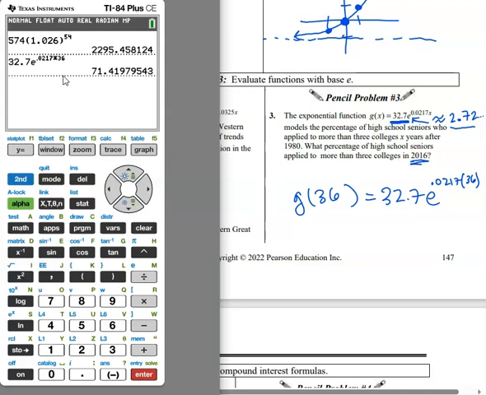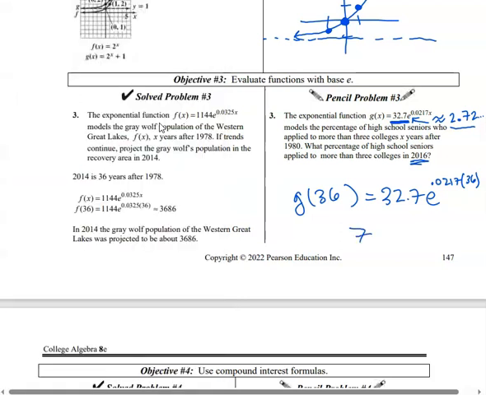It's 71.4%. So it's weird. It's giving us the percents just as a whole number like this, or as the actual percentage, not as a decimal. So 71.4 was the value.